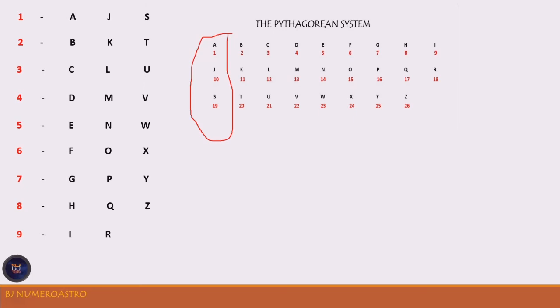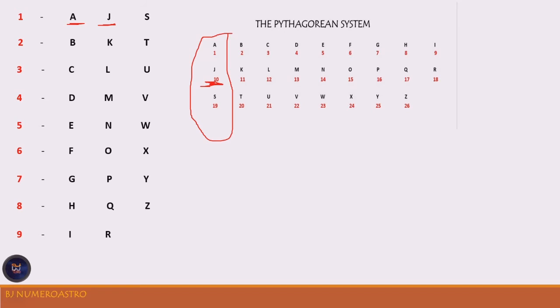Letter A, the value there is 1. The value under it is 1. So check here. A is under 1 here also. Letter J, the value under it is what? 10. Right? So J here is under 1. How is it under 1? Because J here is 10, and there's something like 10 in numerology. You're going to say 1 plus 0, and that's 1. So that's why J is also under 1 here.